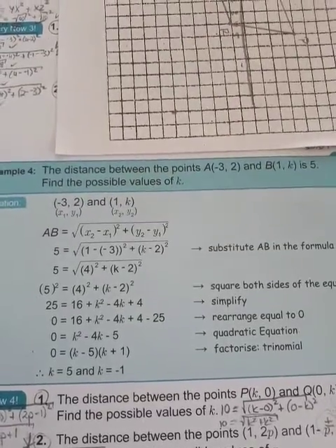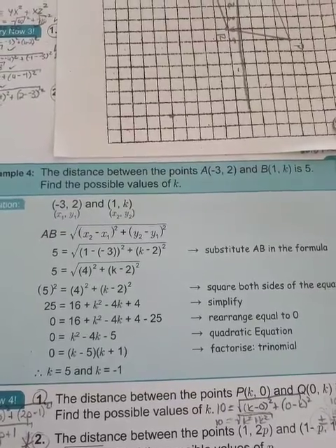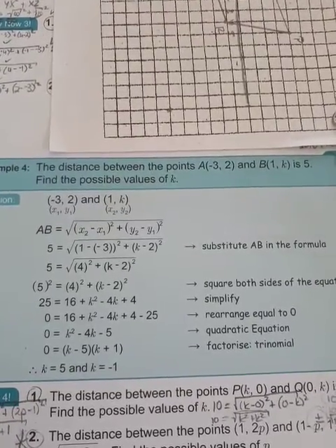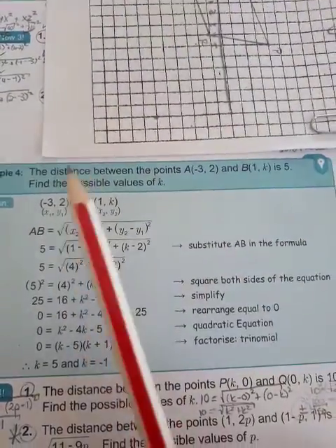Hello, this is another video on the length of line segments. It's just asked a bit differently. So it is still coordinate geometry. So look at the question.